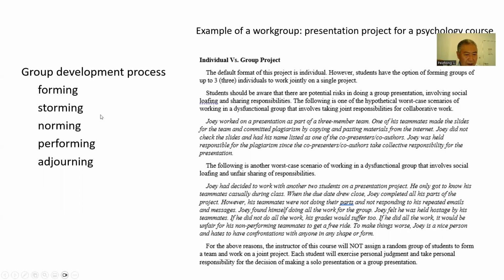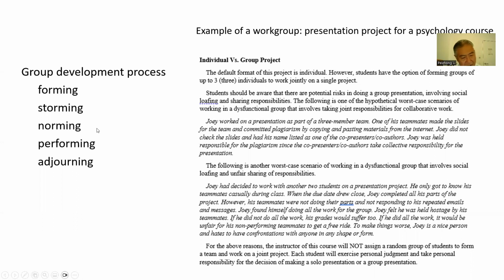And then the storming stage didn't wind up very smoothly. One of his teammates made a slide for the team, and that teammate committed plagiarism by copying and pasting materials from the internet. In the storming stage, the group members really need to work with each other, get to know each other, and know about expectations. Is it okay to copy and paste materials from the internet? Apparently, the teammate who was making the slides felt okay with that, but Joe might not agree. In the storming stage, this issue should be worked out, and you should form a norm.